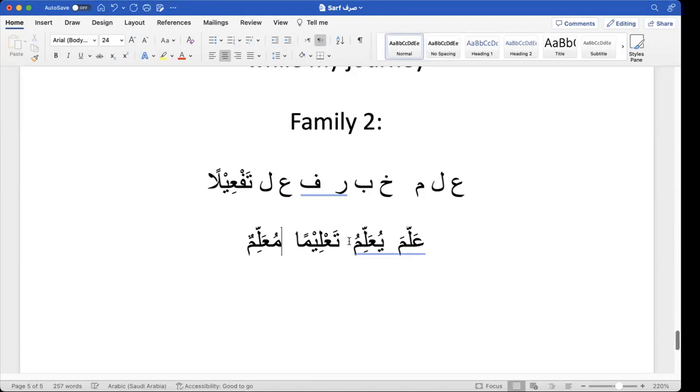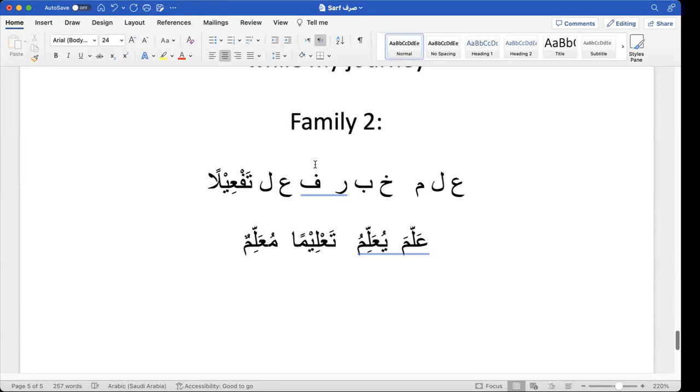It's a fa'il. Now the first layer of the family members of family 2 are fi'l mazi, muzari, masdar, and fa'il. And how do they look? Allama is the fi'l mazi, yu'allimu is the fi'l muzari, ta'liman is the masdar, mu'allimu is the fa'il. These sounds are fixed for this family.